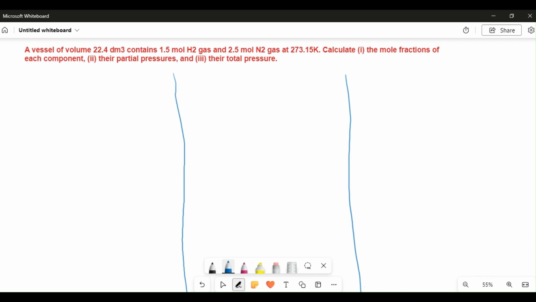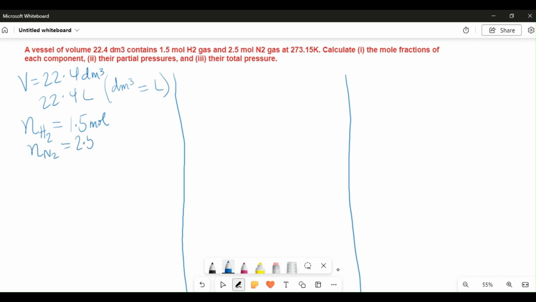So the first thing you have to do is write out the parameters that we're given. We have the volume to be 22.4 dm³, which is the same thing as 22.4 liters because dm³ equals liters. The next thing we are given is the number of moles of the H2 gas is 1.5 mole, and the number of moles of the N2 gas is 2.5 mole, and the temperature of the gases in the vessel is 273.15 Kelvin.